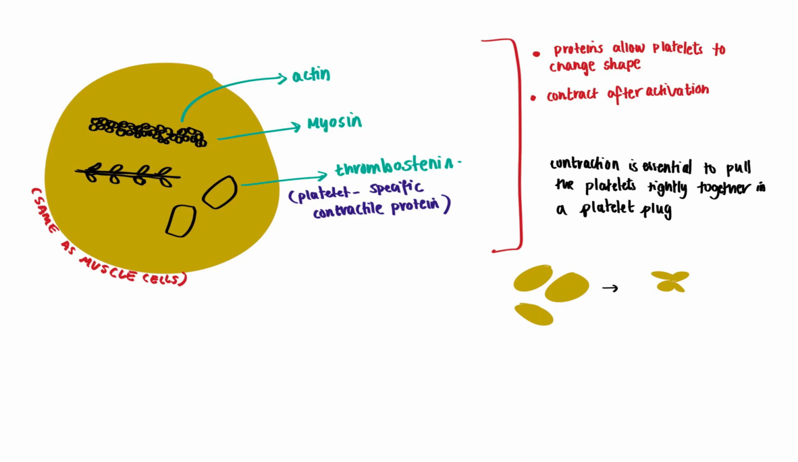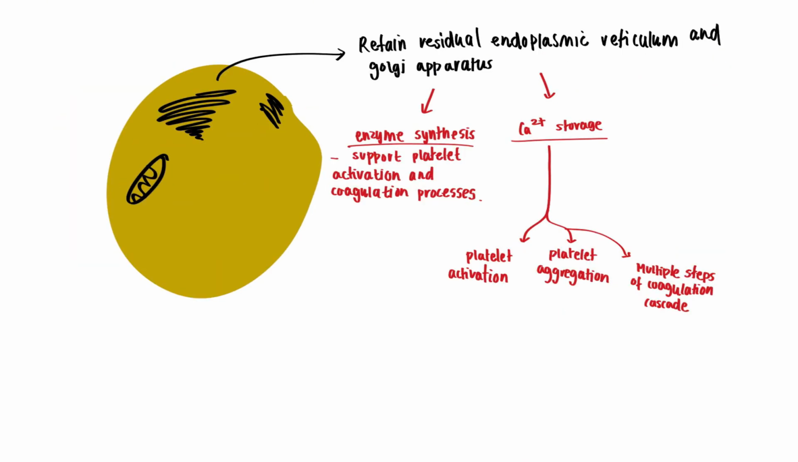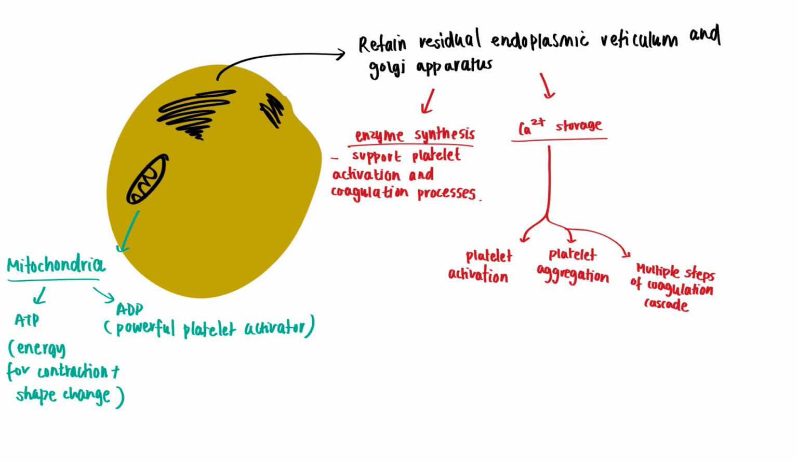Platelets also contain residual endoplasmic reticulum and Golgi apparatus, which support enzyme synthesis and calcium storage. Calcium is essential for platelet activation, aggregation, and multiple steps of the coagulation cascade. Platelets contain mitochondria, which produce ATP and ADP. ATP provides energy for contraction and shape change, while ADP is a powerful platelet activator.